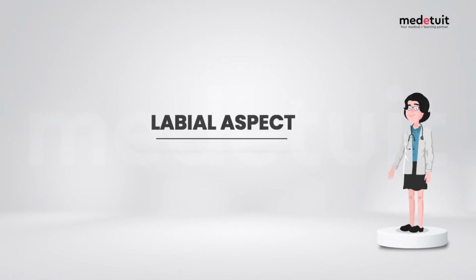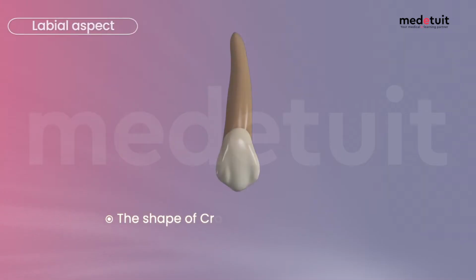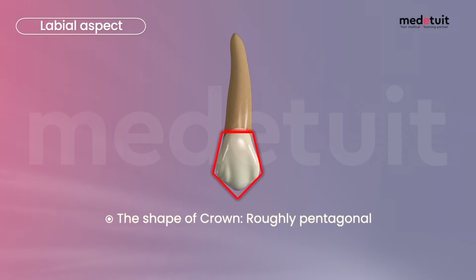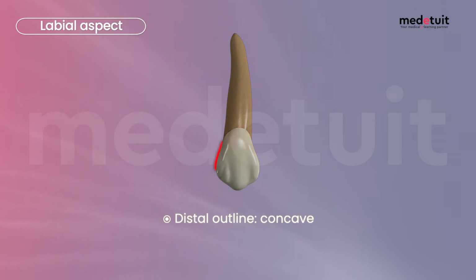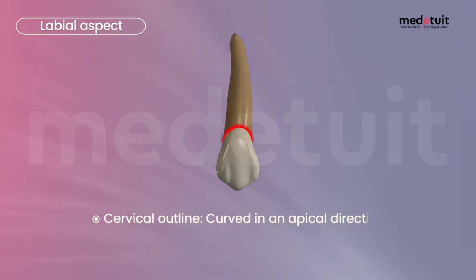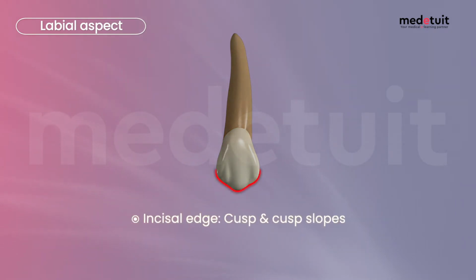The first aspect is the labial aspect. From the labial aspect, the crown is roughly pentagonal in shape. The mesial outline may be convex or slightly concave from the cervix to the contact area, located at the junction of the middle and the incisal third. The distal outline is concave from the cervix to the contact area. The cervical outline is curved in an apical direction. The incisal edge is represented by the cusp and cusp slopes.